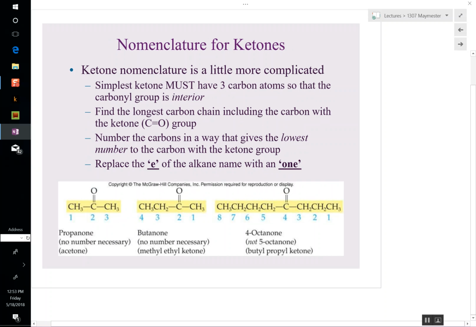Okay, now the ketones are a little bit different. Propanone. Now, there's only 3 carbons here, and that carbon-oxygen double bond can't be on the end. There's only one carbon that's not on the end, so it's propanone. Butanone. I don't need a number here either because there's butanone. And let me just draw underneath there.